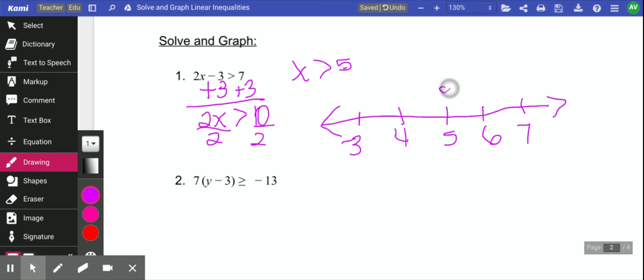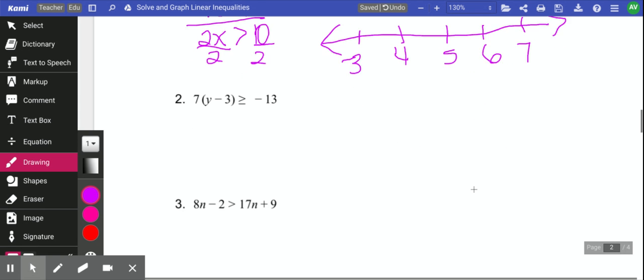I put an open circle over 5 because this is greater than, and there is no line underneath. And then my arrow goes to the right. Perfect. Next one.